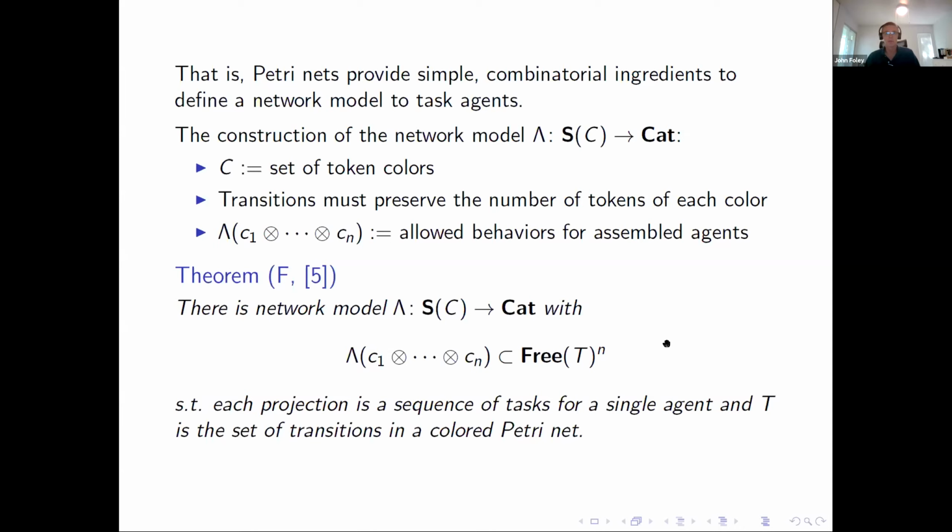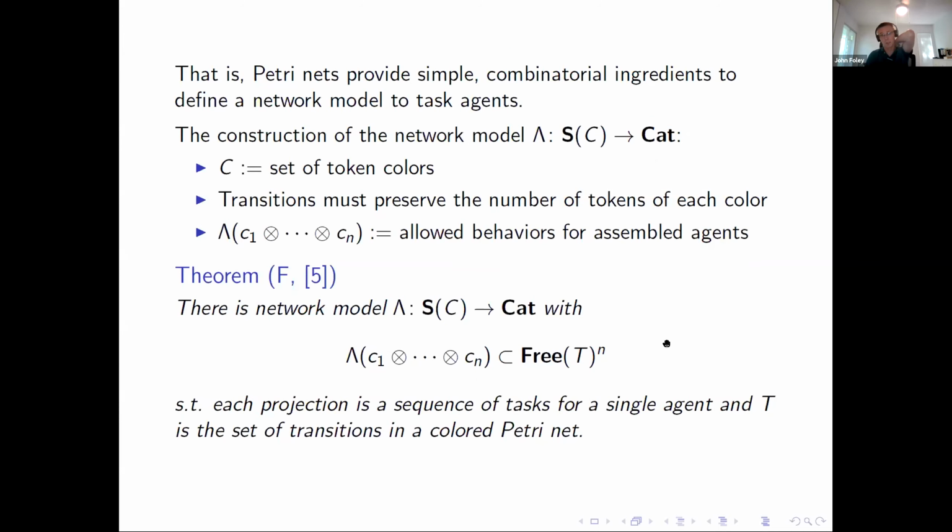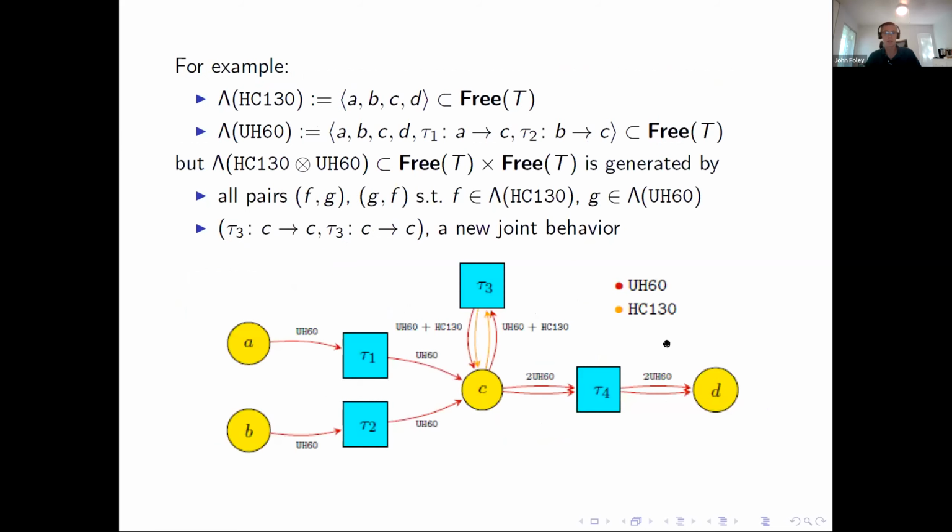And so the way a Petri net does this is the token colors, which also correspond to the atomic agent types, will give you C. In order to make this work with respect to these symmetries, you do want to have, as in this last example, the transitions preserving the number of tokens. And then what these target categories actually do is they describe the allowed behaviors for each simple set of agents. I'll give a couple examples of that in a moment. But then when you do this, you construct a network model, and then that gives you an operand for syntax.